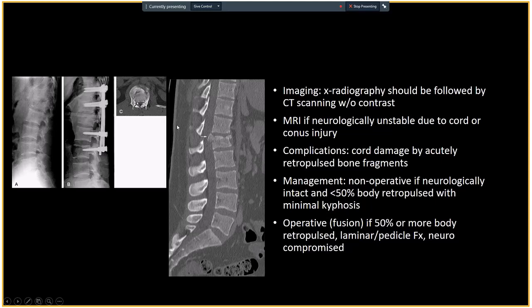CT scanning is important, and in this case you can see on axial slices how vertebral fragments retropulse back and significantly narrow the spinal canal, and the bony fragments themselves can induce injury to the spinal cord, as shown here. Hence, spinal fusion was performed for that patient. Sometimes management can be conservative if patients don't show any neurological complications. But if there are neurological complications, so significant instability is present, spinal fusion is performed.